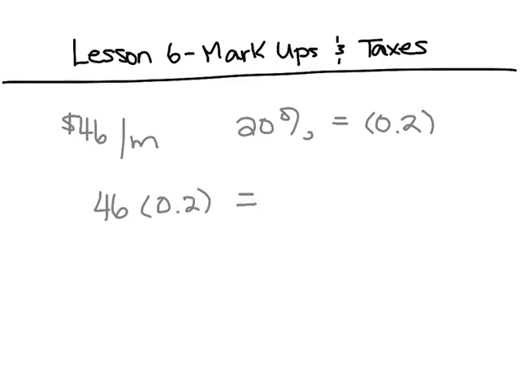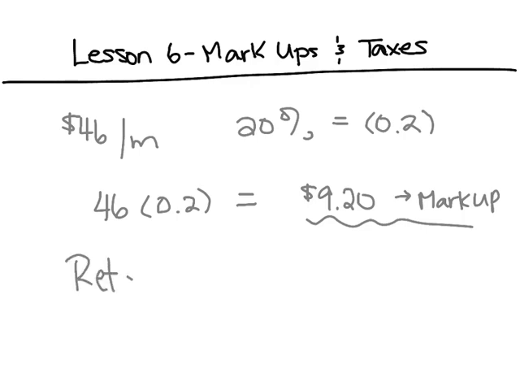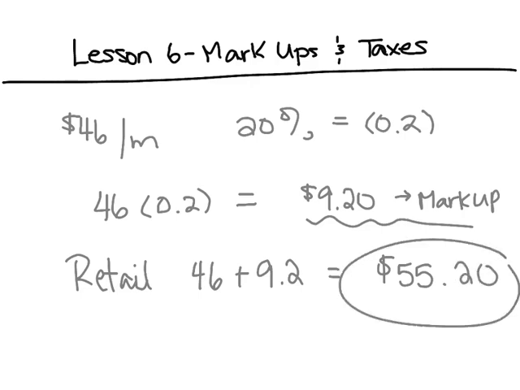So when we multiply those two things, we get $9.20. So this is her markup, and this is how much profit she makes. She'll make $9.20 per meter. So to find the retail price, we would take 46 and add 9.2, and we get $55.20. So this is how much she charges in the store for fabric.